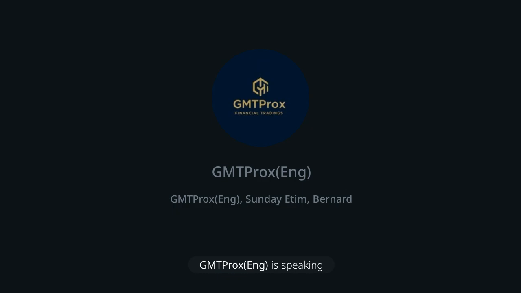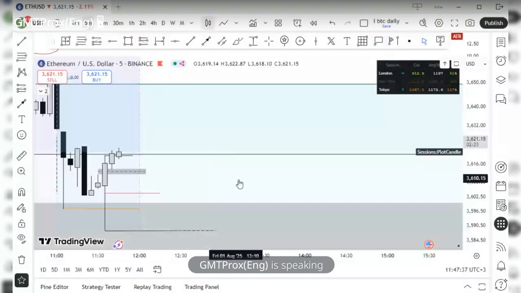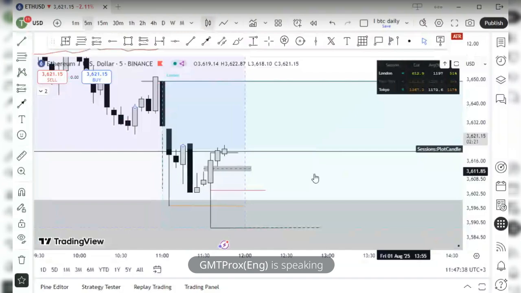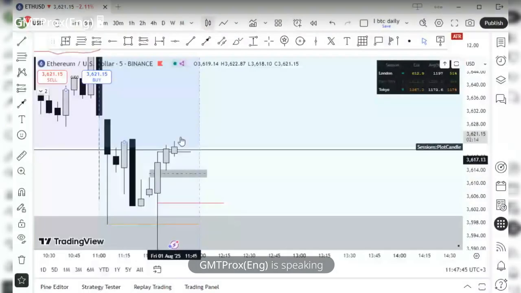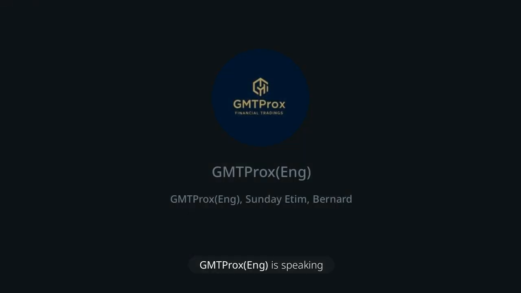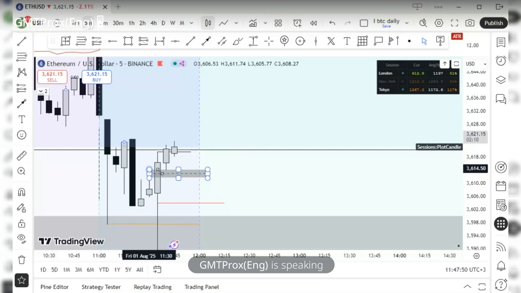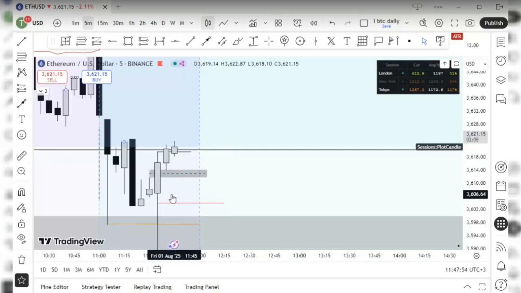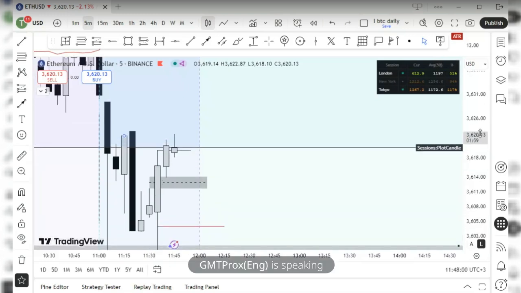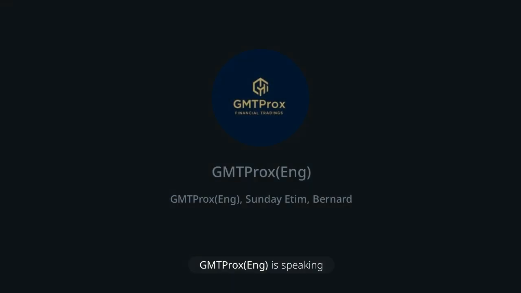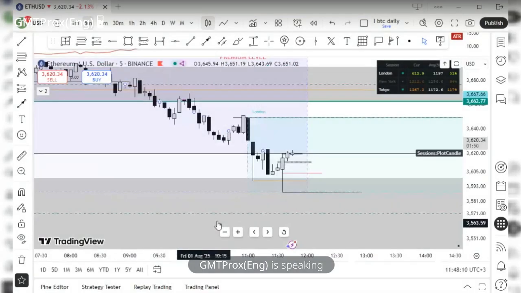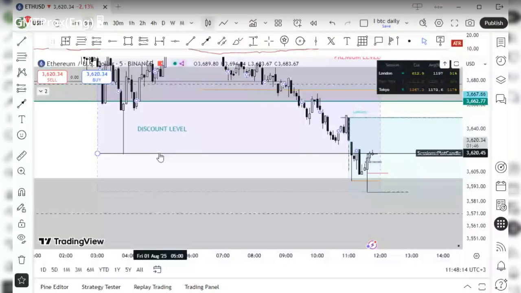So this is our fair value gap. And what is a fair value gap? It's a gap between three candlesticks. 1, 2, 3. There is a gap. You see this and this. There is a gap here. And it has to be filled. But it has to be inside what? Inside our, it has to be inside there.